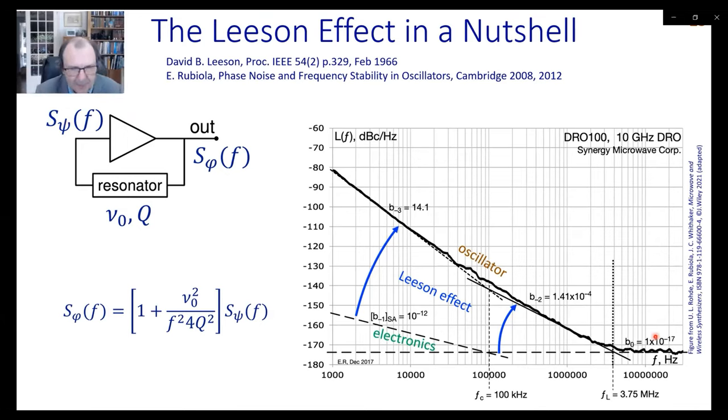So it turns out that there is a critical frequency here called the Leeson frequency, equal to nu zero over 2q. Beyond this critical frequency, the output is equal to the phase noise of the input, and below this critical frequency, the phase noise at the output is the integral of the phase noise at the input.